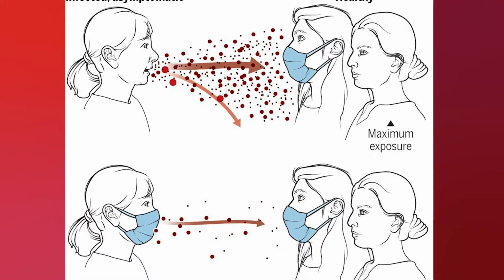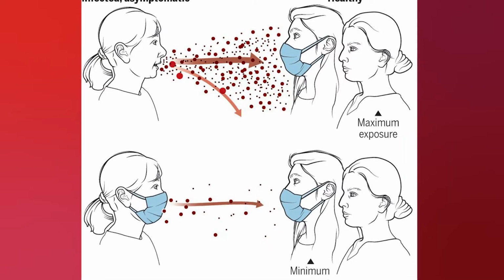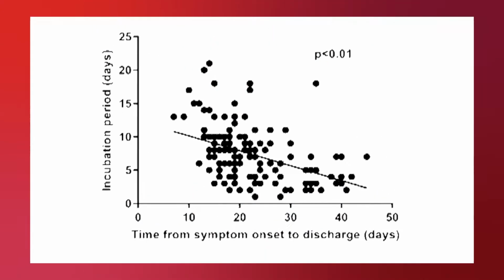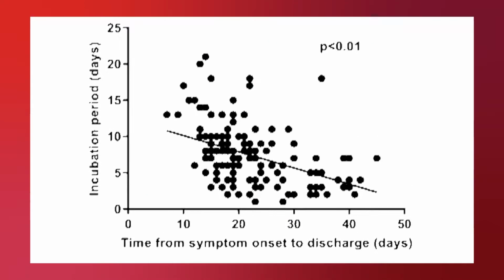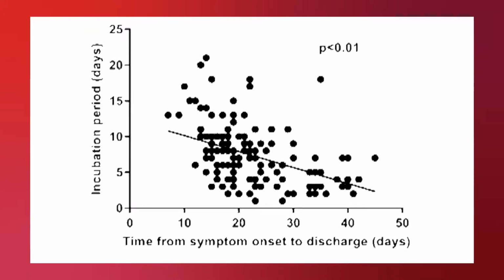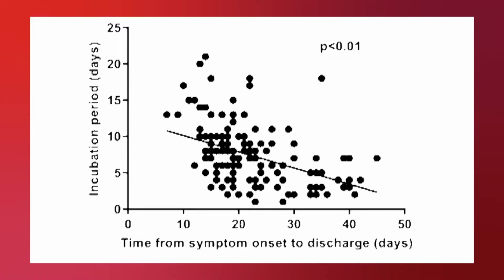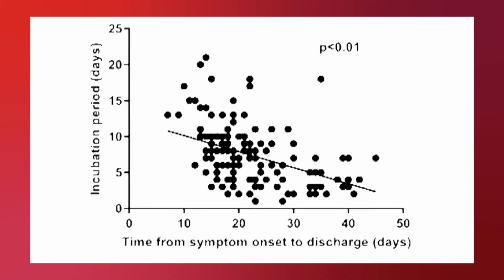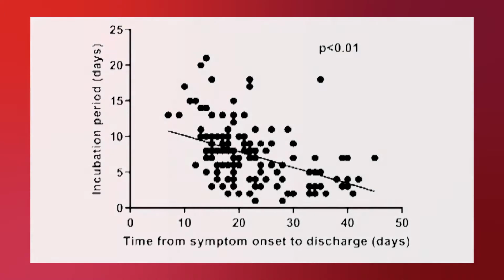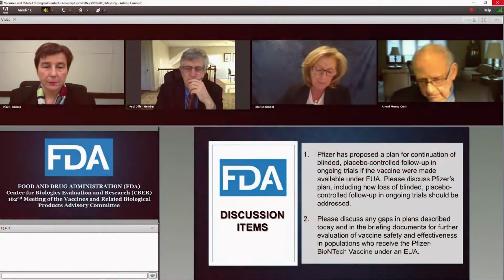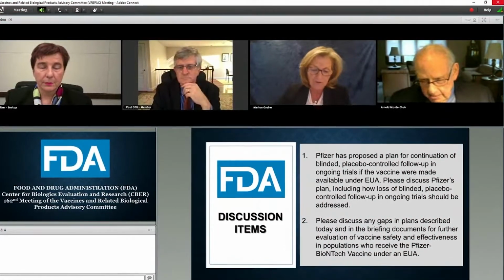This may even correlate with the incubation period of COVID-19. This graph here shows a negative correlation between incubation period and the time between symptom onset and discharge from the hospital. The difference in incubation period would be explained by the viral inoculum, suggesting a correlation between viral inoculum and incubation period. Now, another question that remains to be answered is the strength of immunity based on all these different factors. So a lot could change toward the future.